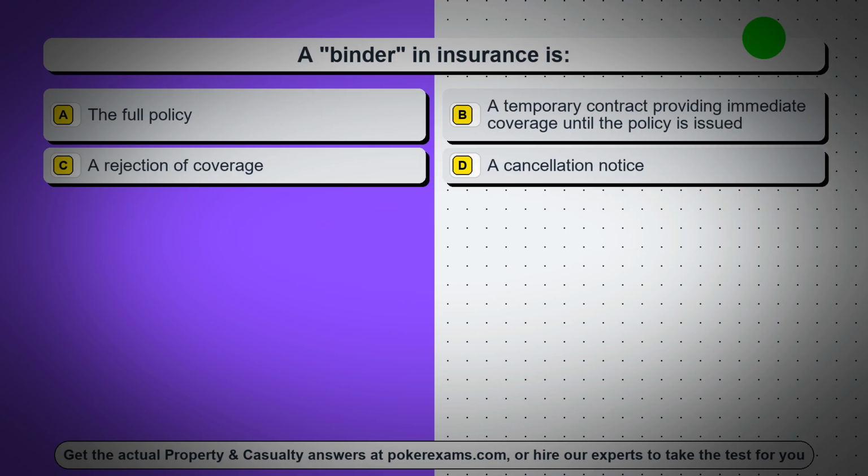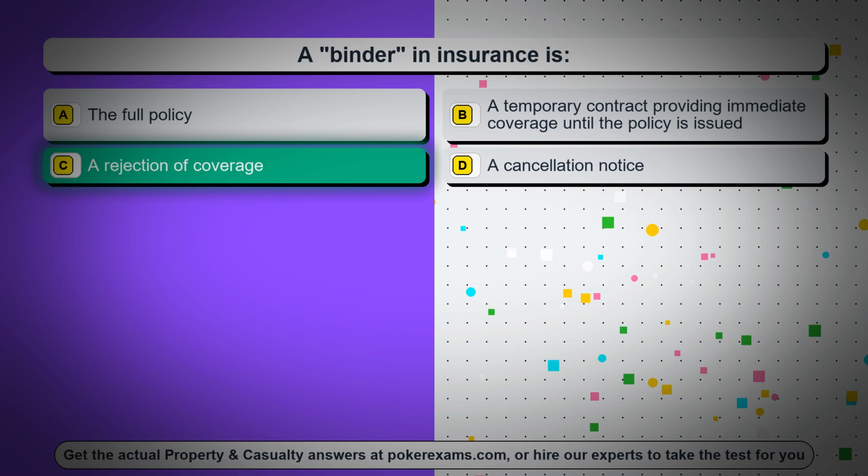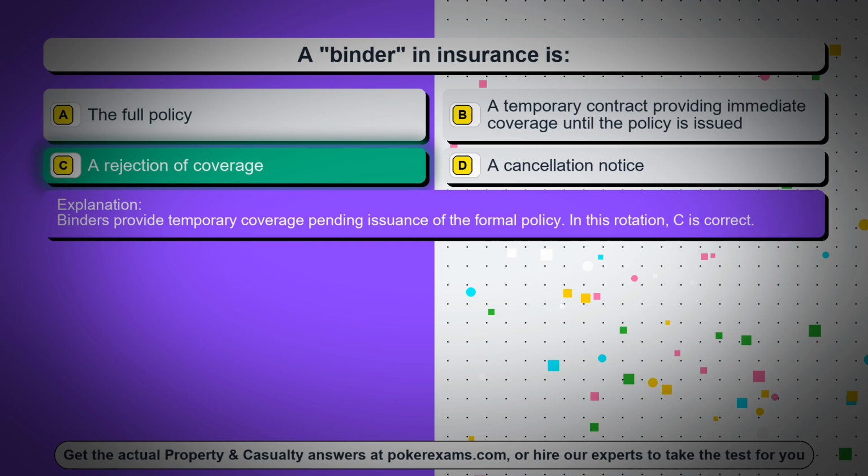Question 83. A binder in insurance is option A, the full policy. Option B, a temporary contract providing immediate coverage until the policy is issued. Option C, a rejection of coverage. Option D, a cancellation notice. The correct answer is option C, a rejection of coverage. Binders provide temporary coverage pending issuance of the formal policy. In this rotation, C is correct.